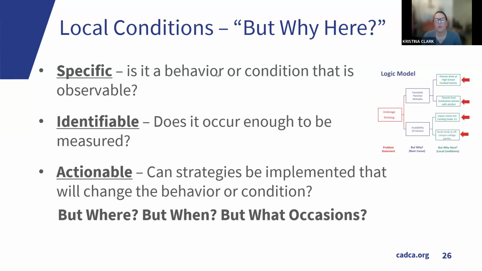Is it happening all over the community? Is it happening in certain communities? In mine, it was actually our higher socioeconomic status that was really bad about hosting those parties. So it was actually higher in our Tullahoma area than it was in our Manchester area. So just really thinking about getting specific about where these things are happening so that you can do that actionable piece, which is implement strategies to change. Because that's what we're trying to do, is get to where we're going to have really good strategies that are going to impact that local condition, which will impact that root cause, which will impact that problem statement. We want to start seeing that domino effect.